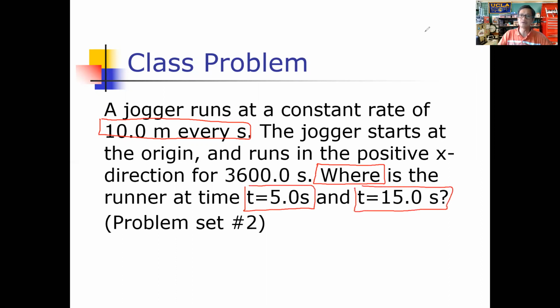Let's make sure we are clear on what we have here. We have an object that's running in one dimension, along the positive x-axis, starting at 0. So that's our 0 meters, and our object starts here. There's our runner, and he starts to run in the positive x direction, so he starts to move towards the right.